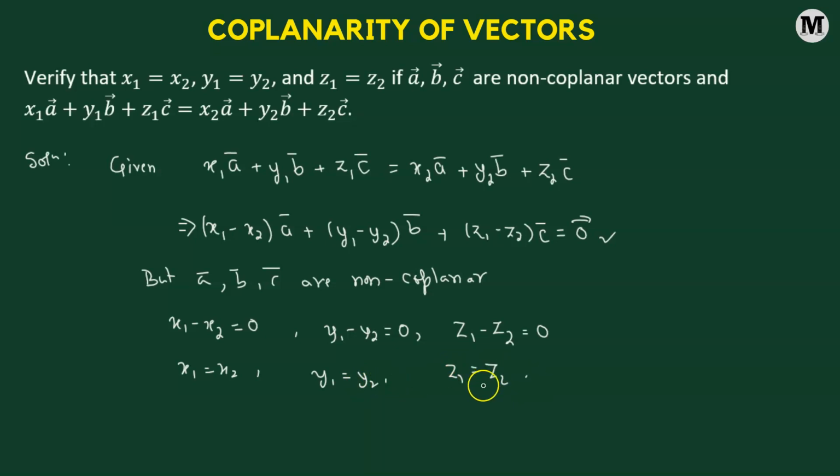So we have verified that x1 will be equal to x2, y1 will be equal to y2, z1 will be equal to z2, provided a, b, and c are non-coplanar vectors, and we have this relationship.